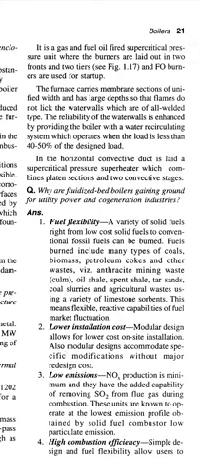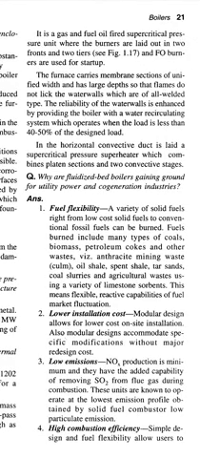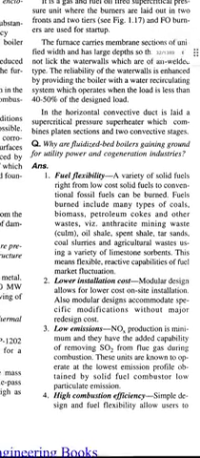The furnace carries membrane sections of unified width and has large depth so that flames do not leak onto the water walls, which are of all welded type. The reliability of water walls is enhanced by providing the boiler with a water recirculating system, which operates when the load is less than 40 to 50% of the designed load. The horizontal convective duct is laid with a supercritical pressure superheater which combines a platen section and two convection stages. We will see the drawings probably in the next video.